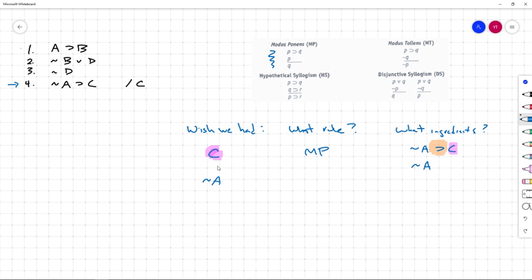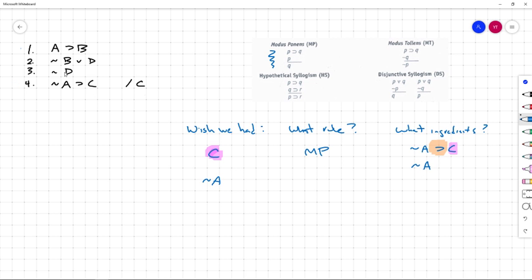But in our case, we've got it pretty straightforward. There's only one option. There's only one sentence that even had our conclusion in it to begin with. It's a conditional, and modus ponens is really the only option in terms of getting us what we want from line 4. We don't have not A, so that becomes another wish list sentence. And we ask the same question as before. What rule and what ingredients might get us not A?